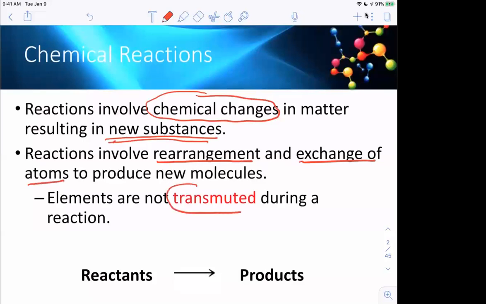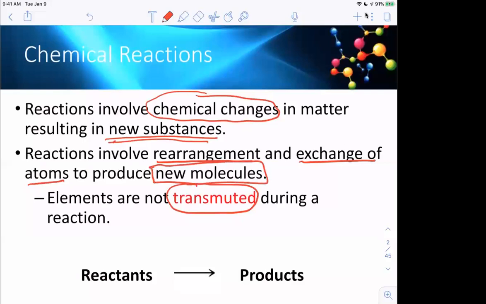Elements are not transmuted, which means uranium doesn't turn into gold, right? If I have lead going in, I have lead coming out. If I have carbon going in, I have carbon coming out. Remember, I'm breaking bonds, rearranging atoms, forming new bonds, and that's how I get new molecules as my products.